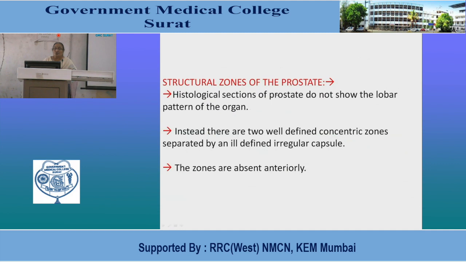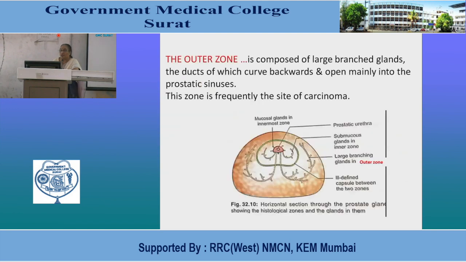Now the structural zones of the prostate gland. Histologically, sections of the prostate do not show the lobar pattern of the organ. Instead, there are two well-defined concentric zones separated by an ill-defined irregular capsule. The zones are absent anteriorly. Now the outer zone: you can see it in the given diagram. This outer zone is composed of large branching glands, the ducts of which curve backwards and open mainly into the prostatic sinuses.